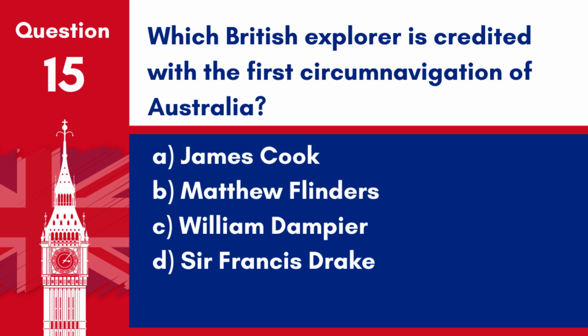Question 15. Which British explorer is credited with the first circumnavigation of Australia? A. James Cook. B. Matthew Flinders. C. William Dampier. D. Sir Francis Drake.